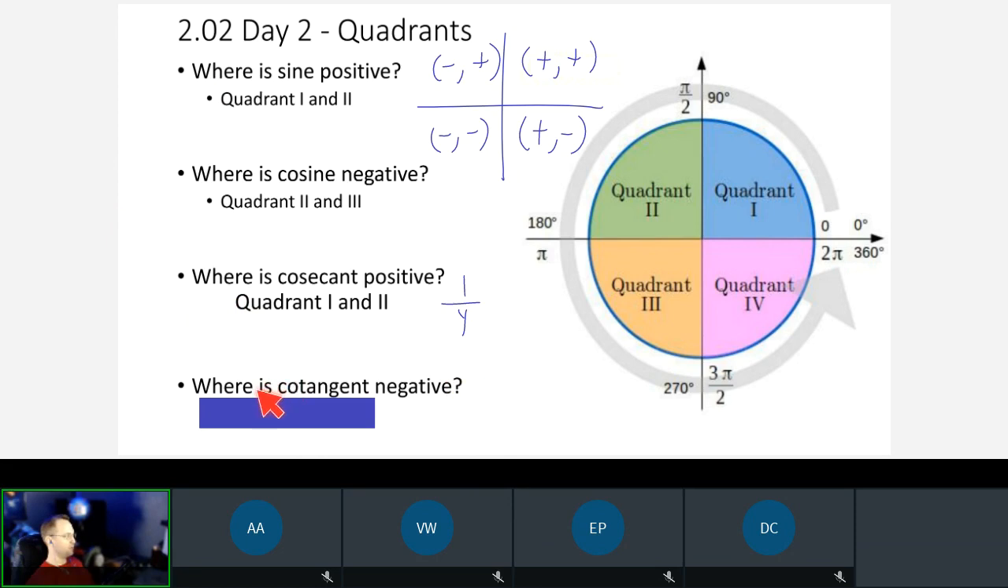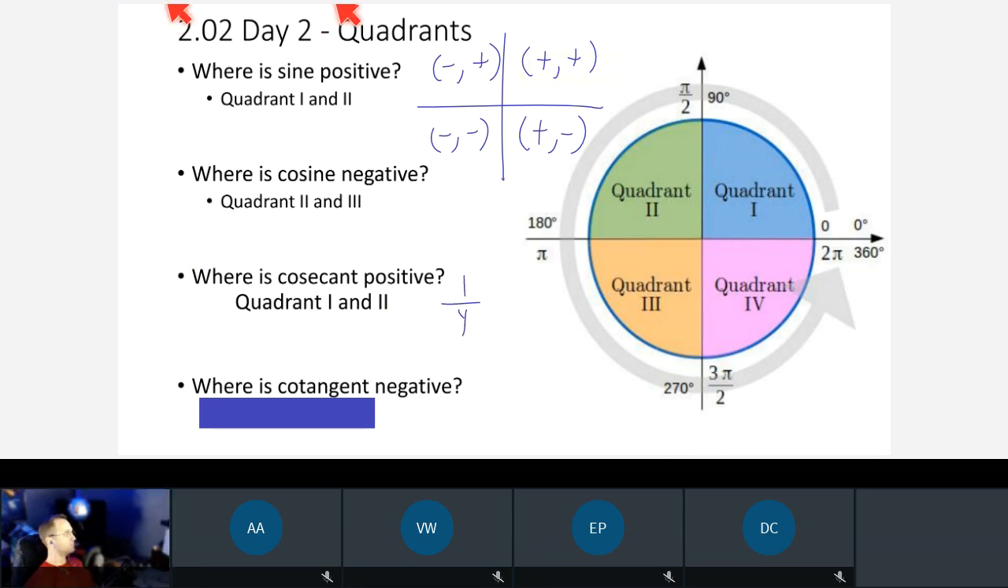All right, last one here on this page. Where is cotangent negative? Where is cotangent negative? Two and four, I think, sound right to me.